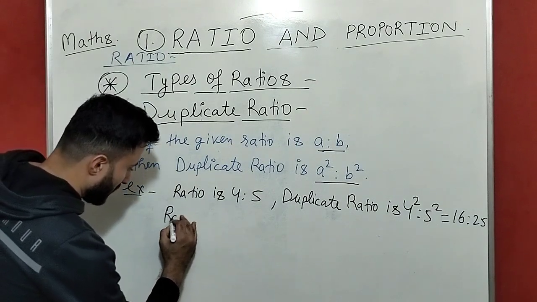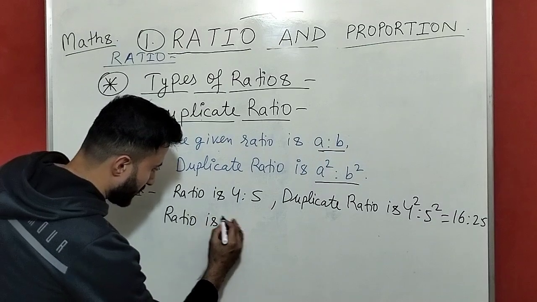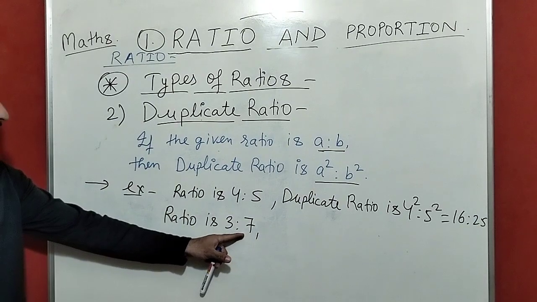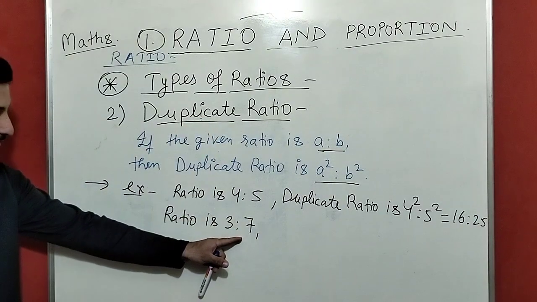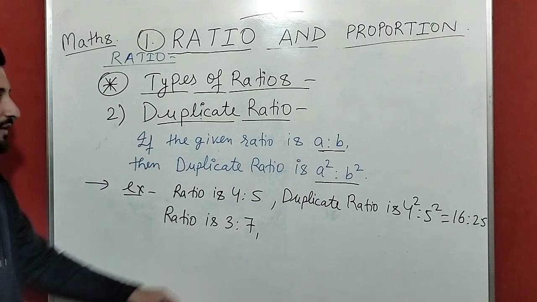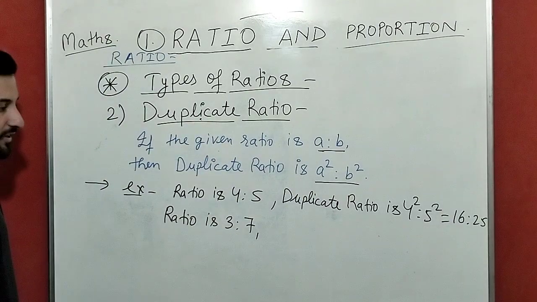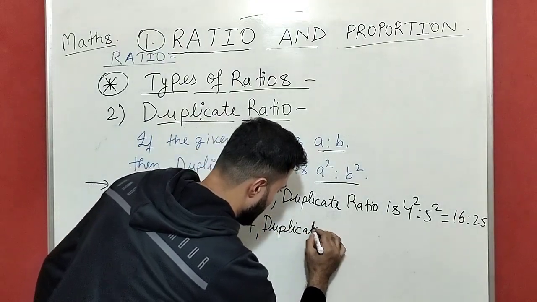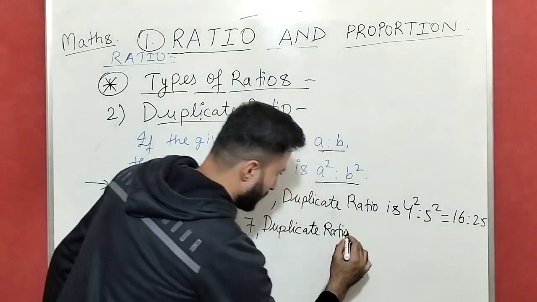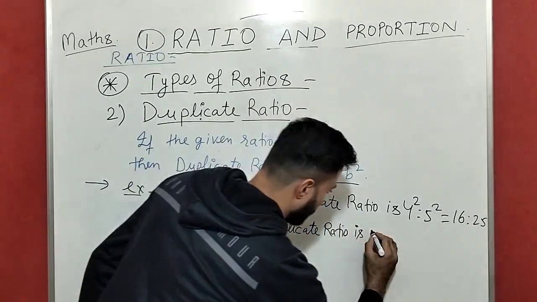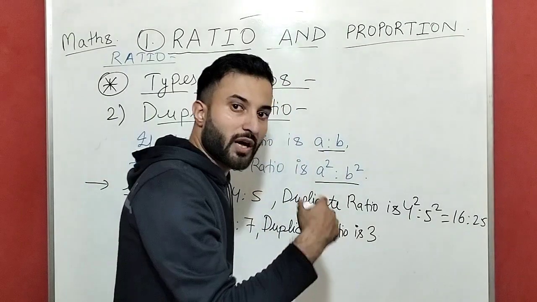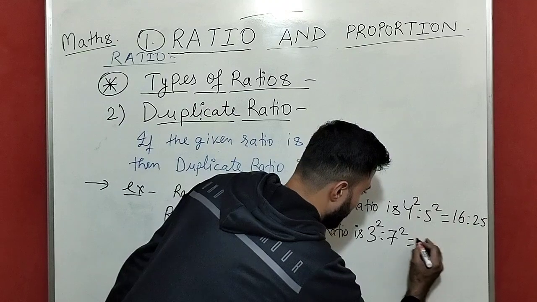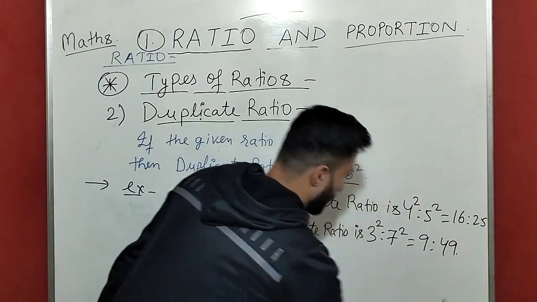Another example: if the ratio given is 3:7 and you have to find the duplicate ratio, what is that? Duplicate ratio means we will do the squaring. So 3 square is to 7 square, that is 3 3s are 9, is to 49.